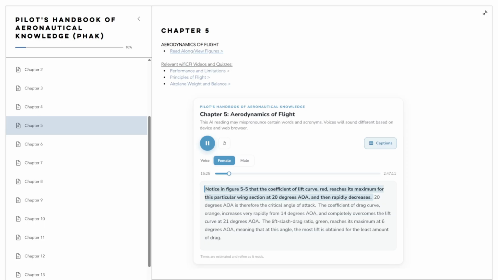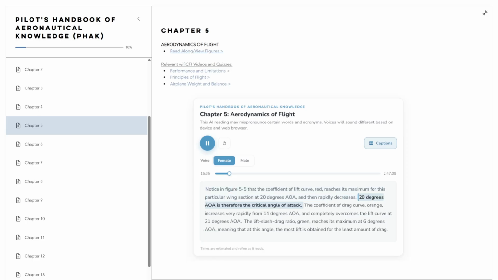Notice in figure 5-5 that the coefficient of lift curve, red, reaches its maximum for this particular wing section at 20 degrees AOA, and then rapidly decreases. 20 degrees AOA is therefore the critical angle of attack. The coefficient of drag curve, orange, increases very rapidly from 14 degrees AOA, and completely overcomes the lift curve at 21 degrees AOA. The lift/drag ratio, green, reaches its maximum at 6 degrees AOA, meaning that at this angle, the most lift is obtained for the least amount of drag.